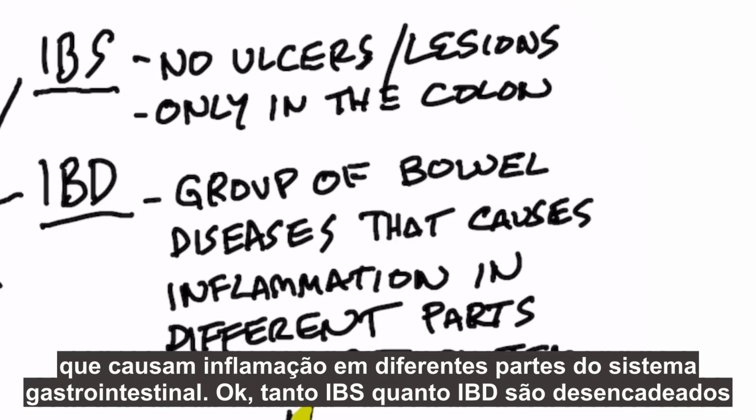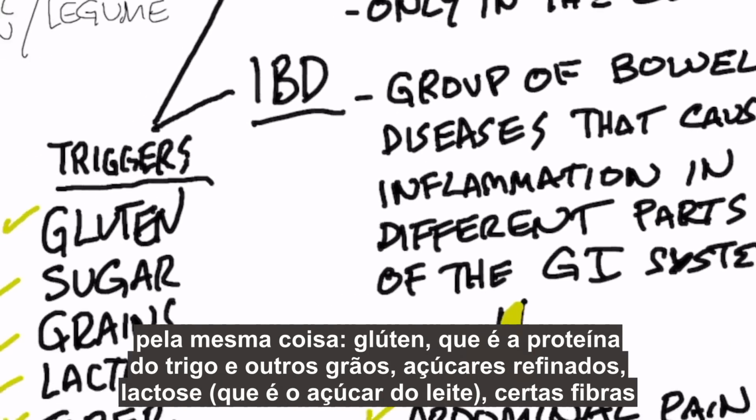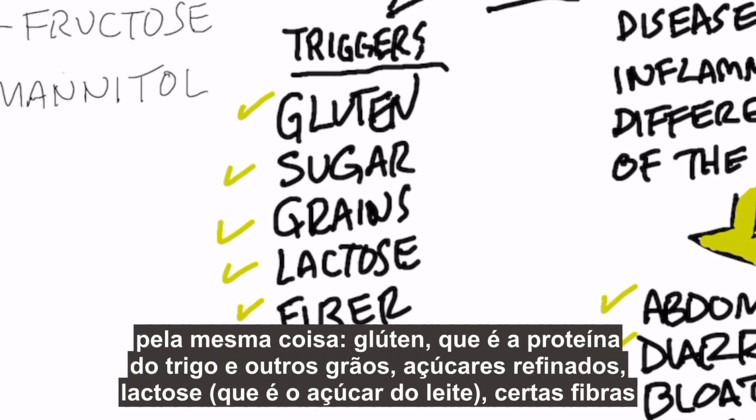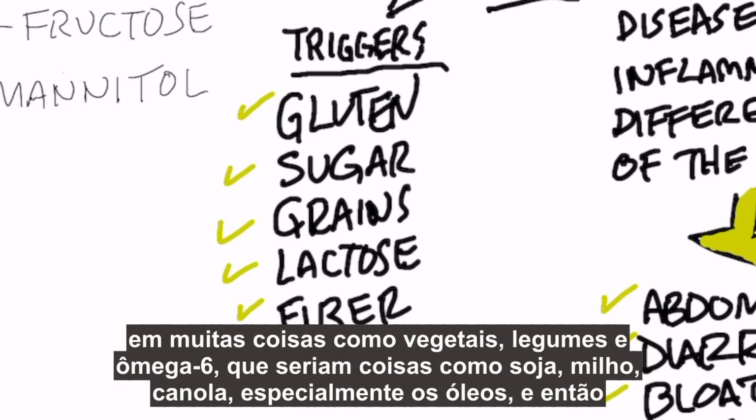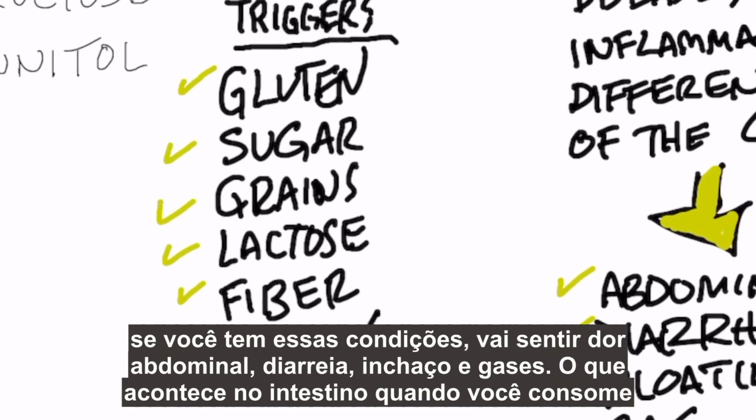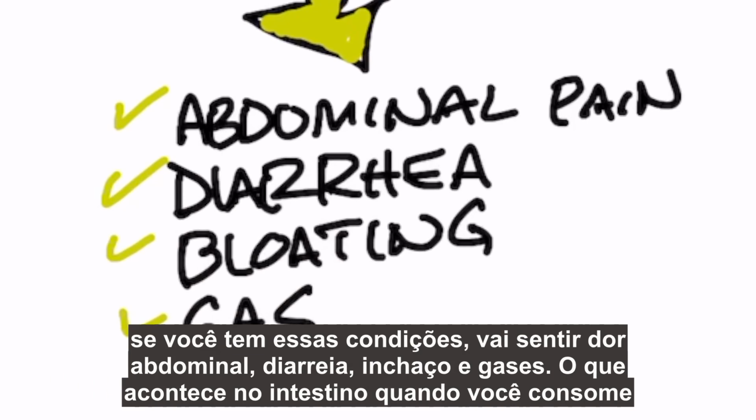Both IBS and IBD are triggered by the same things: gluten, which is the protein in wheat and other grains, refined sugars, grains, lactose, that's milk sugar, certain fibers in a lot of things like vegetables, legumes, and omega-6 fatty acids. That would be things like soy, corn, canola, especially the oils. And then if you have these conditions, you'll have abdominal pain, diarrhea, bloating, and gas.